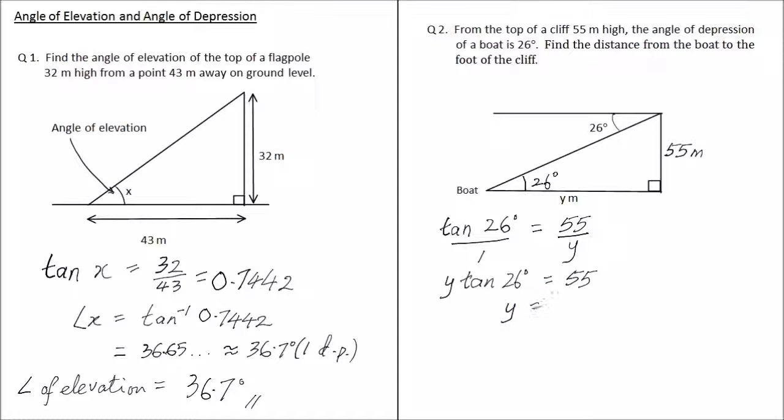Y is therefore equal to 55 divided by tangent 26 degrees. When you work this out using your calculator, you should get 112.7 and so on. When rounded up, this will give you 113 meter to 3 significant figures. So this is the value of the distance between the boat and the foot of the cliff.